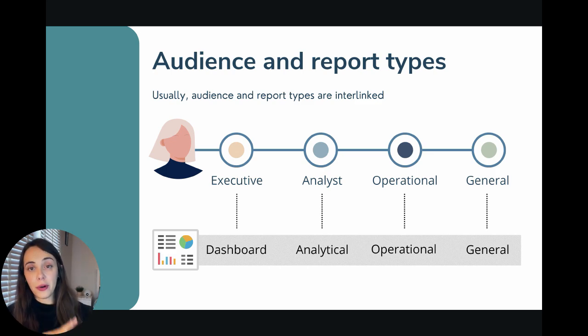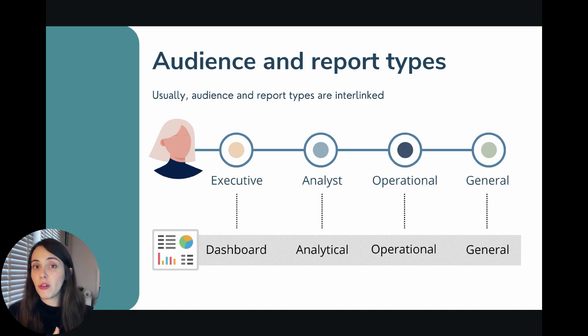Then we have the operational type of reports, and these reports are usually for the operational kind of audience or persona. This kind of persona usually wants to see things in a lot of detail. They want to see things by second, like transactional type of data. Like every transaction that happens, they want to see that. These are the types of personas that really need these reports to run operations. They really need insights in a lot of detail.